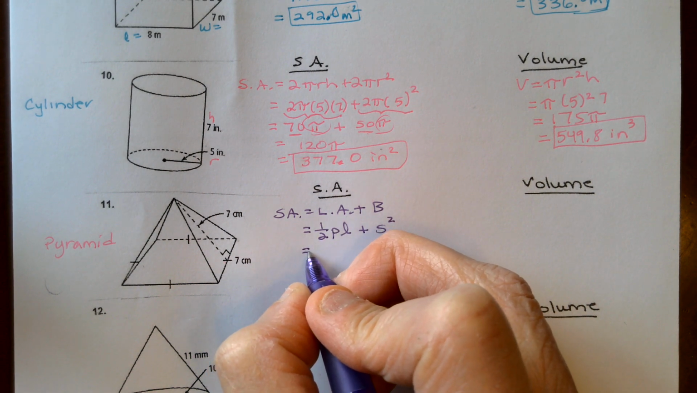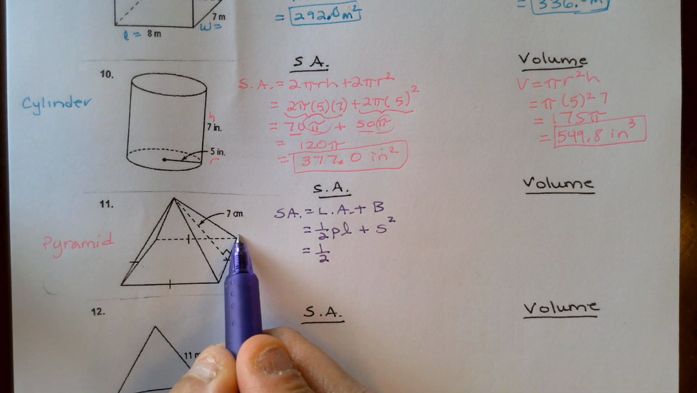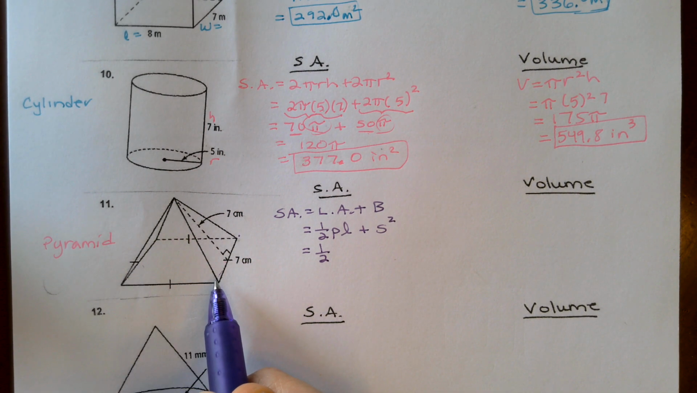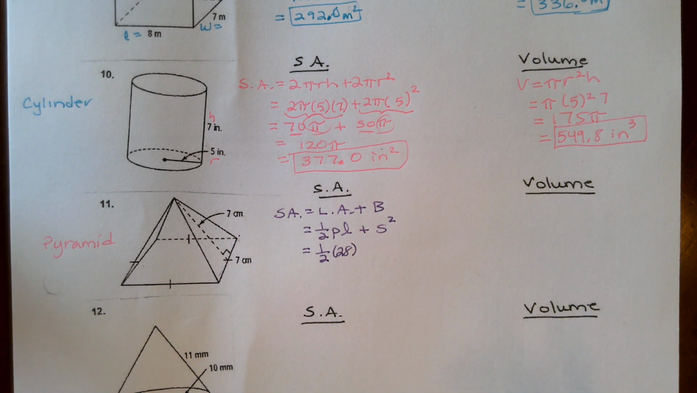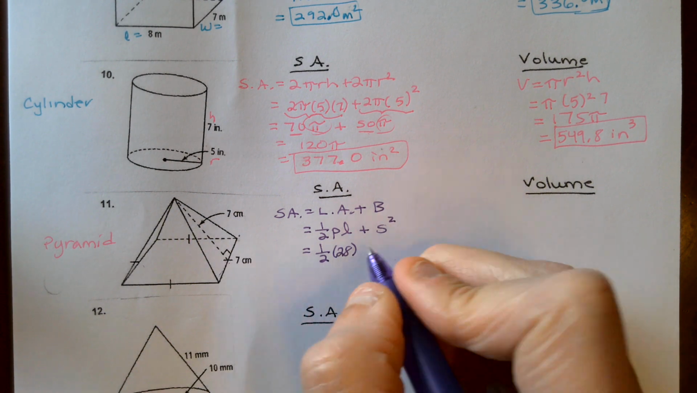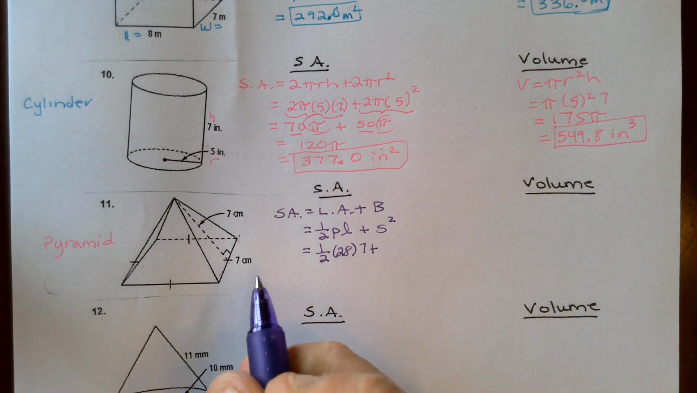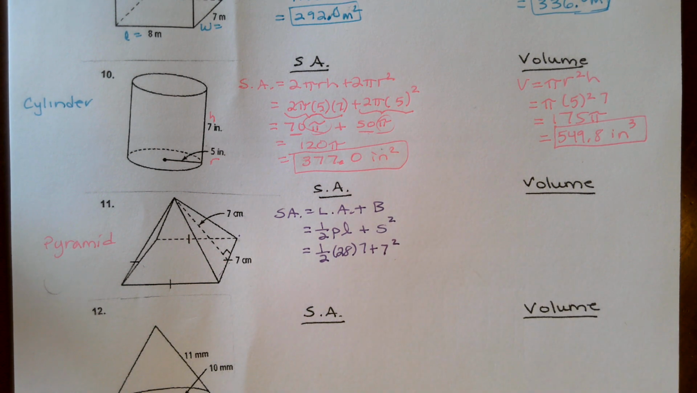So let's get the things we know for sure. Perimeter. Okay, if the one side is 7, that means all of them are 7 because of the markings. So that's 28 for the perimeter. It's the distance around. Slant height, nice, we have it. They gave it to us. It's 7 plus side squared. Okay, so that's 7 to the second.